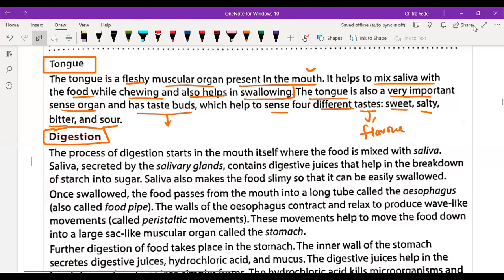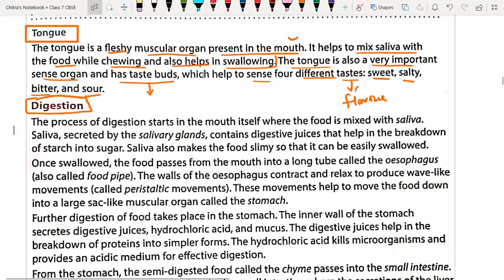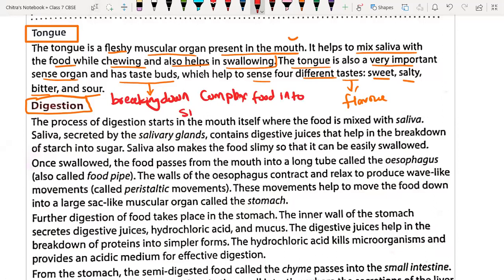Okay, so now we are going to discuss digestion. So what is digestion basically? Digestion is nothing but breaking down complex food into simpler form. This is the digestion process, and here many digestive enzymes are used. The process of digestion starts from the mouth itself.